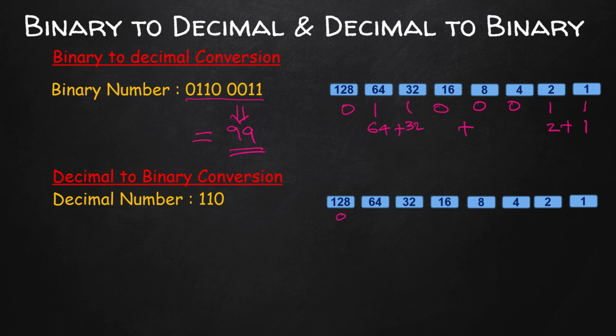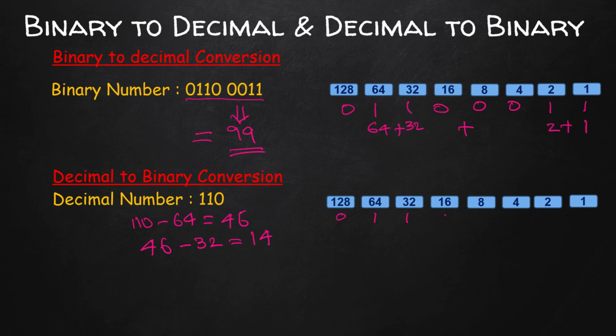Then let me go to the 64. To get the value of 110, I can take the value of 64. So I will mark it as a 1. So 110 minus 64 is equal to 46. So I need to get the value of 46 more to reach 110. So let me go to the next one. It is 32. Is the 32 coming under 46? Yes. So I will mark this as 1. So 46 minus 32 is equal to 14. So I need to get 14 more points to reach the value 110. So let me go to the 16 here. Here the 16 is bigger than 14. So I cannot take that one.